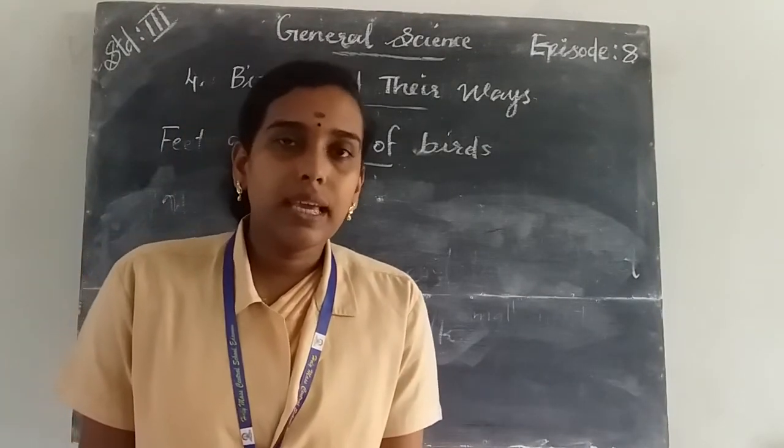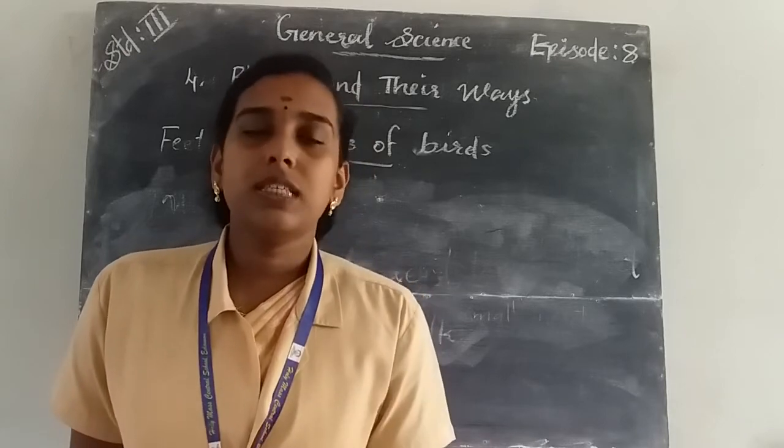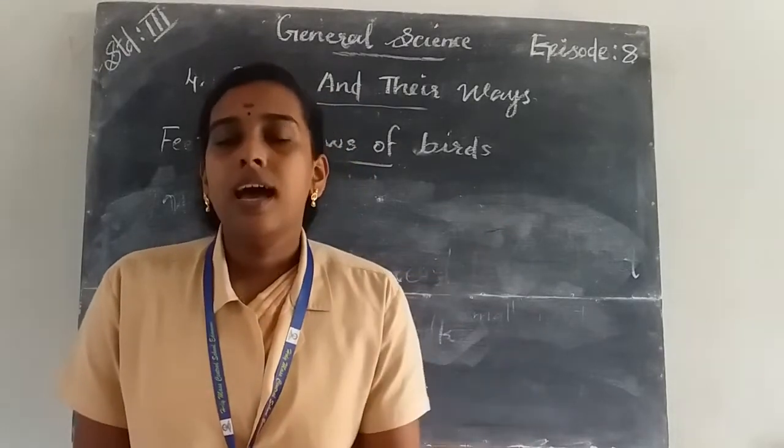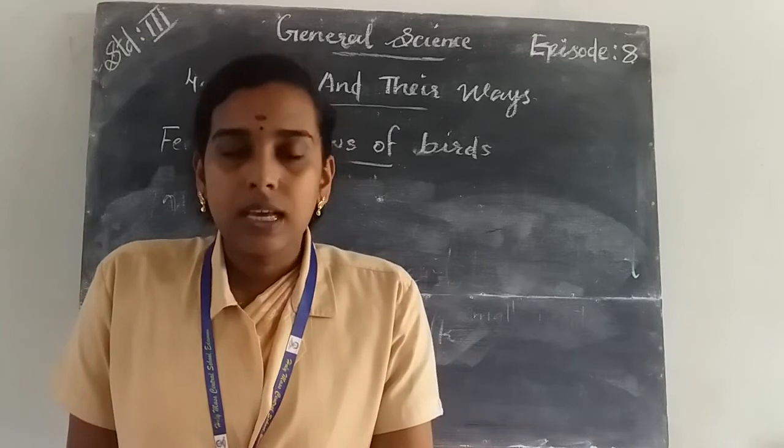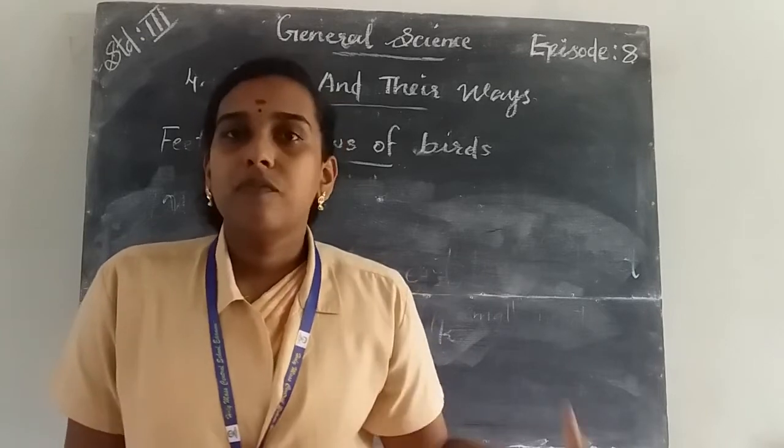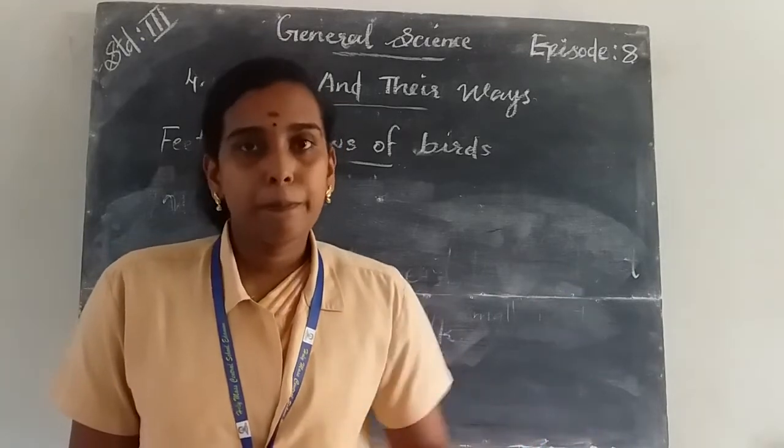And the second category is flight feathers. Flight feathers help the birds to fly, and they are long and flat feathers which are found on the wings and tail of a bird.